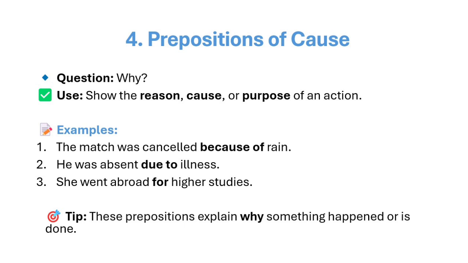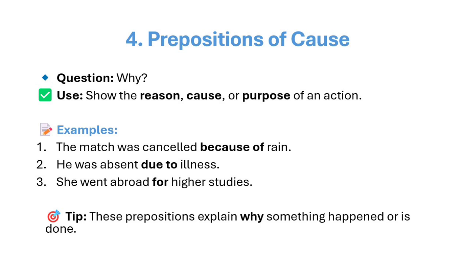Now see the second example. He was absent due to illness. Now ask a question using why. Why was he absent? What is the answer? Due to illness. Here due to is the preposition of reason, or you can say it is the preposition of cause. Okay, now see the last example. She went abroad for higher studies. Here for is the preposition of cause. So in brief, these prepositions explain why something happened or is done. In the tip you can see that, and this is how you can remember this.